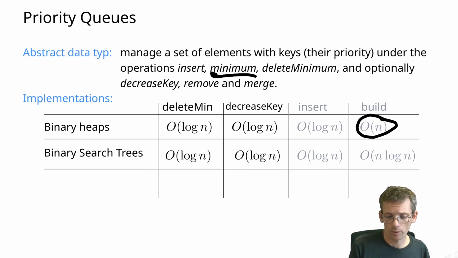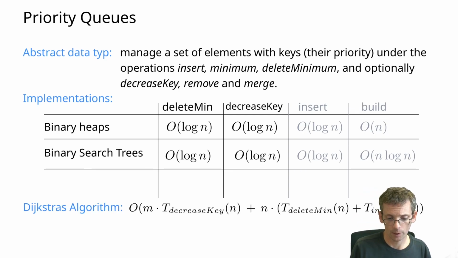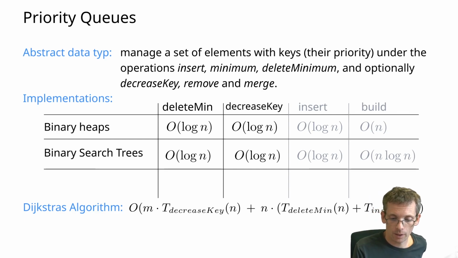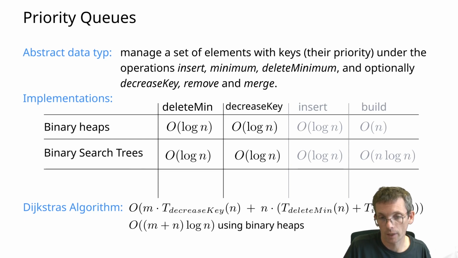But for the operations that we actually need, we see that a binary search tree, for instance, would do just as well. What running time does this give us for Dijkstra's algorithm? M times decrease key plus n times delete min plus insert. And decrease key, I can just look up as O of log n. All of these are actually O of log n. So this gives me O of m log n plus n log n, using binary heaps or balanced binary search trees, I should say.